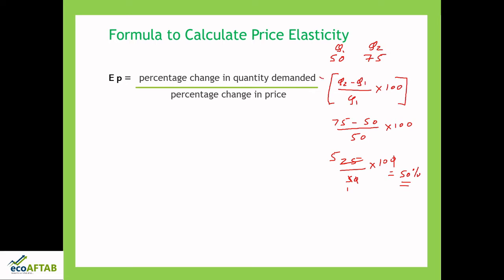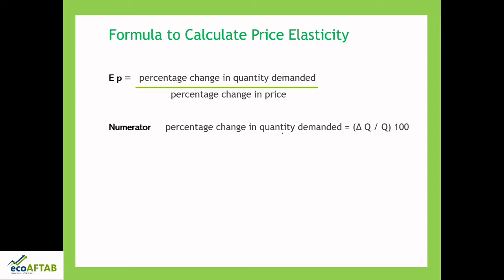This formula is for our numerator. Similarly, the same thing is applicable for price, that is P2 minus P1 upon the original price, into 100. With this as the background, I will proceed. Percentage change in quantity demanded is equal to delta Q by Q into 100, and percentage change in price is nothing but delta P by P into 100, where delta Q is the difference between new quantity and old quantity, and delta P is the difference between new price and old price.